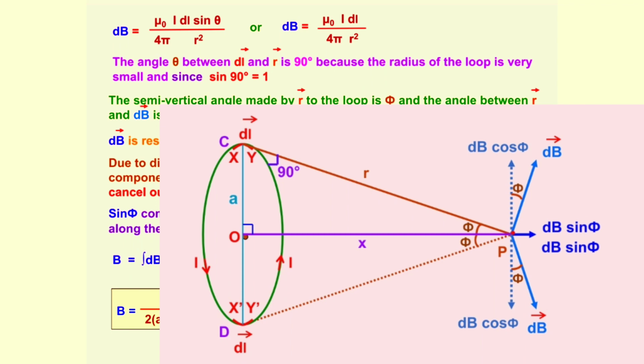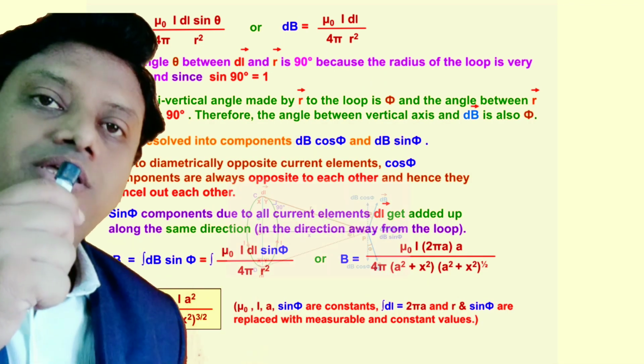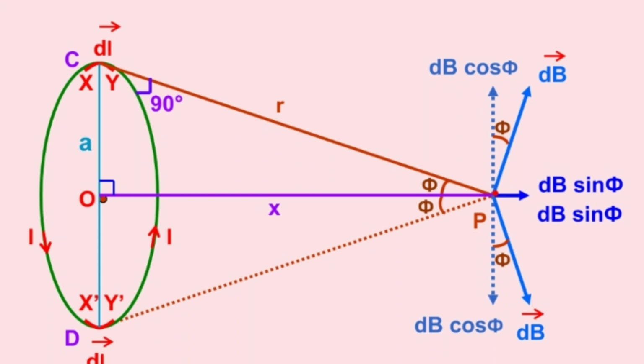Therefore the angle between the vertical axis and dB is also phi. So this you can see in the figure. Now this component dB is indicated in the diagram. dB is the magnetic field generated by the coil according to the Biot-Savart law. So we are resolving this dB into two components, dB sin phi and dB cos phi.